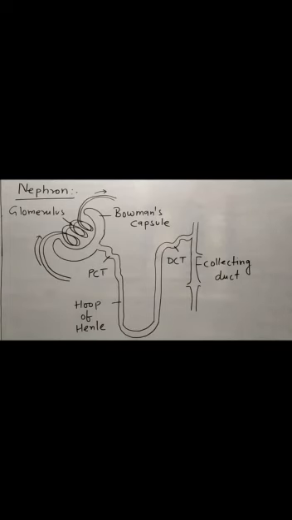Let's discuss the structure of the nephron. Nephron is a unit of the excretory system. It is a tube-like structure having different parts. This cup-shaped structure, which is the front part of the nephron, is called Bowman's capsule. And further, this tube-like structure is divided into three major parts.